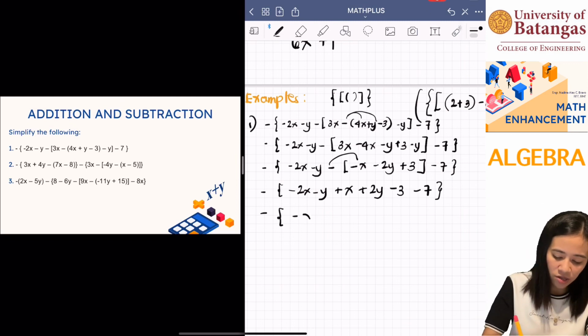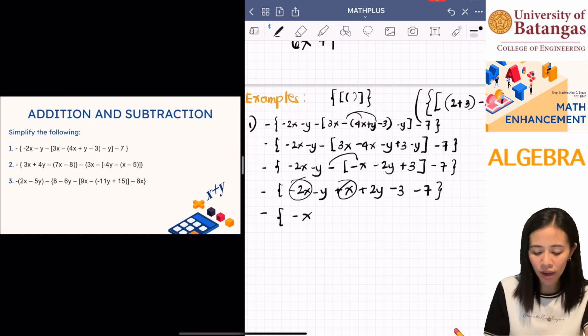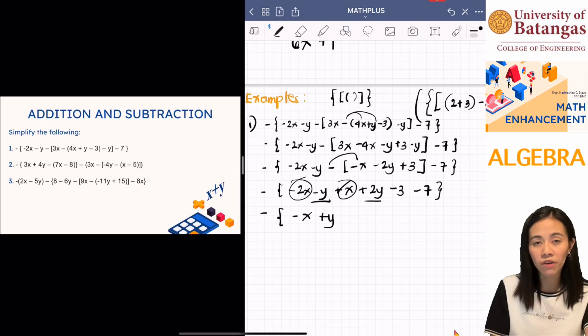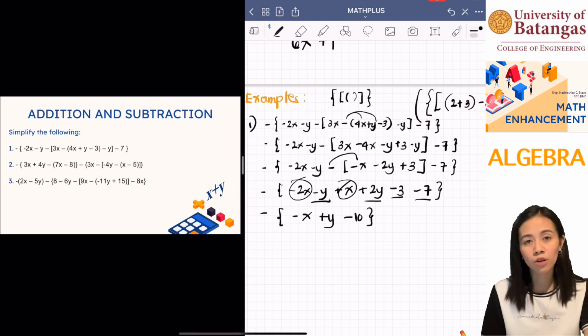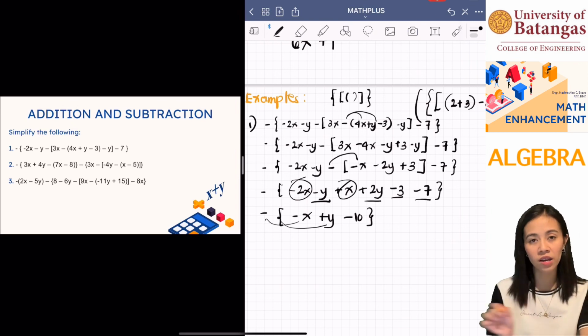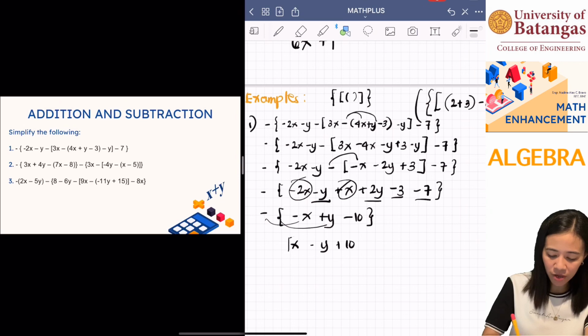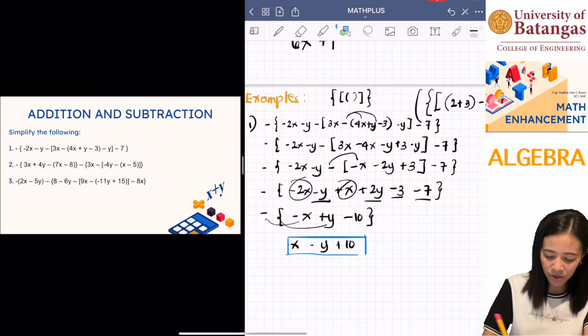So, you have negative x for this, followed by y. So, you have negative y and positive 2y. So, that's positive y. And then, we can simplify the constants. Negative 3 minus 7, that's negative 10. Close braces, and then you have a negative sign outside. So, we distribute lang ulit natin to remove the braces. So, our final answer will be positive x minus y plus 10. Okay, so this will be our answer for number 1.